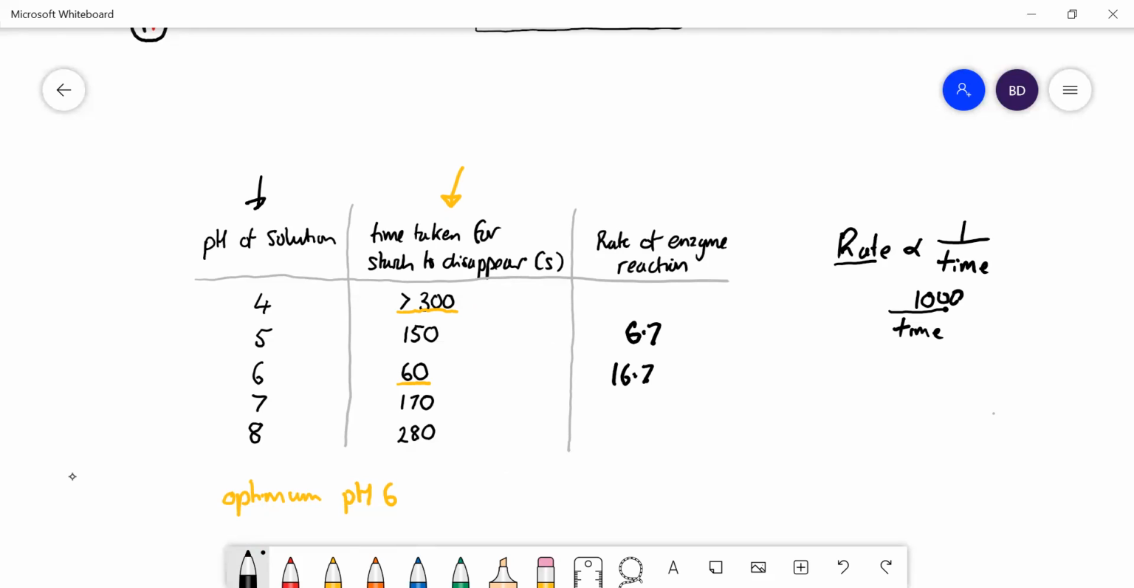Okay, so that is how you measure the rate of an enzyme catalyzed reaction, in this case amylase digesting starch, and it is quite difficult to ensure that you control all the variables. We only want to change the pH and see how that affects the rate of reaction. So we have to keep the concentration of the starch and the amylase the same, and we have to keep the temperature the same to make it a fair test.